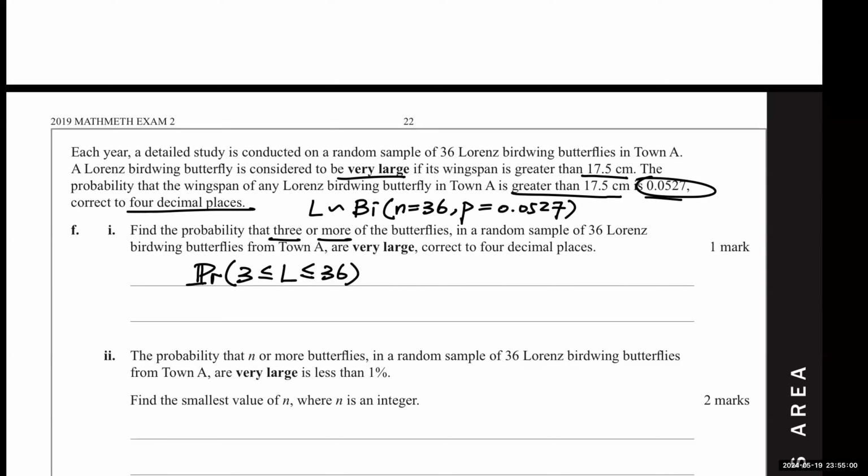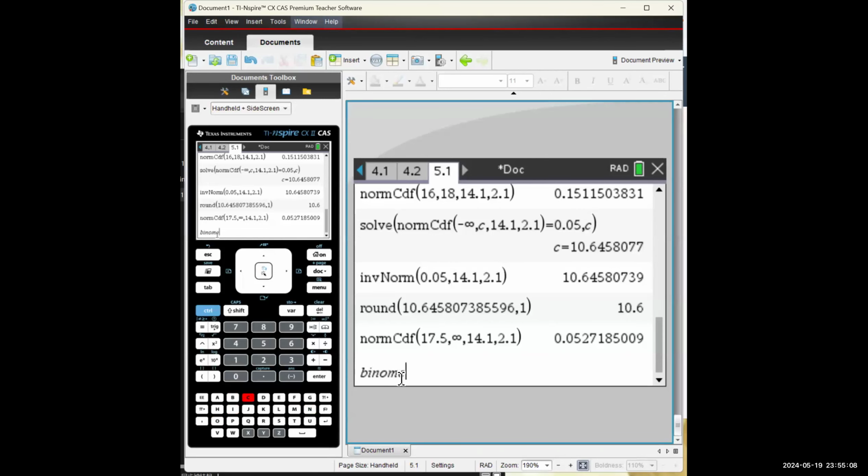And let's say 36. Well, you can actually see I try to calculate 17.5 to infinity, and indeed, correct to 4 decimal places, this value is 0.0527, but we truncated this bit. So use that for your p-value, but if you wish, you could use more decimal places, but not necessary. And a 3 is your lowest value, and a 36 is your highest value.